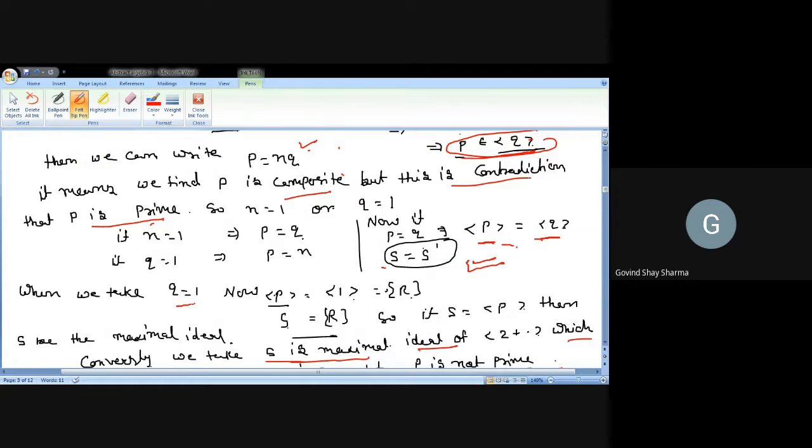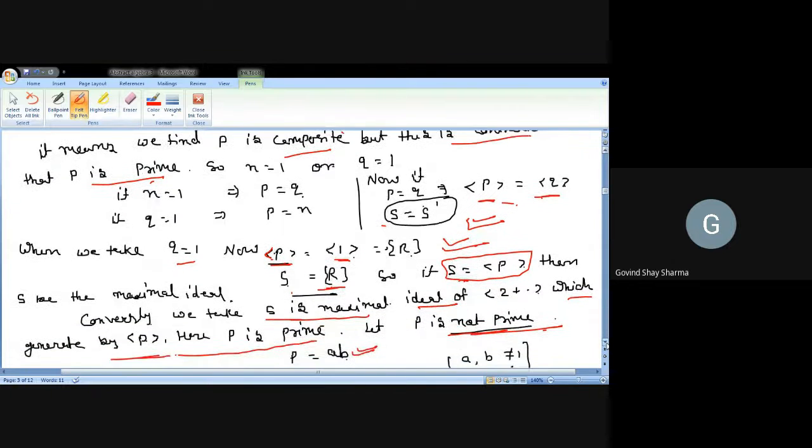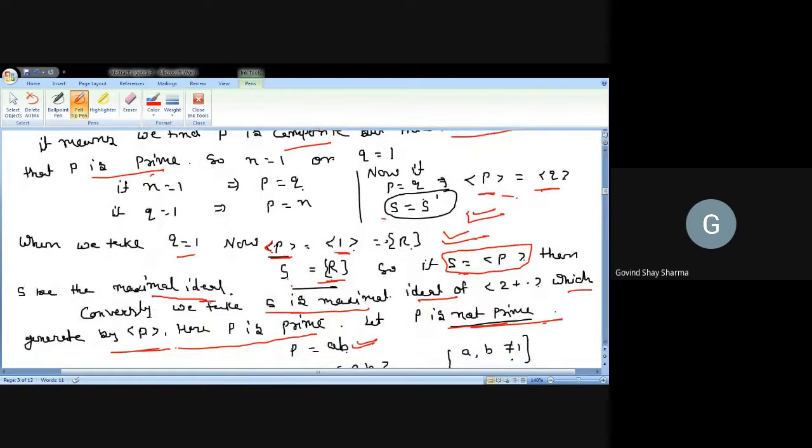Now, if Q is equal to 1, then the ideal generated by P is contained in the ideal generated by 1, so this is R. So S2 is equal to R. So S is generated by P, then S is a maximal ideal. Now conversely, we say that S is a maximal ideal.